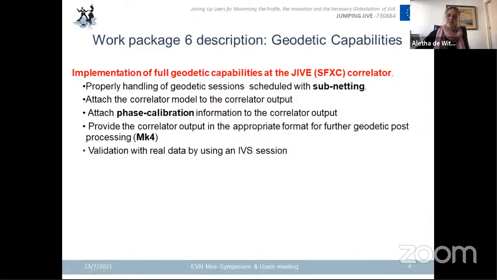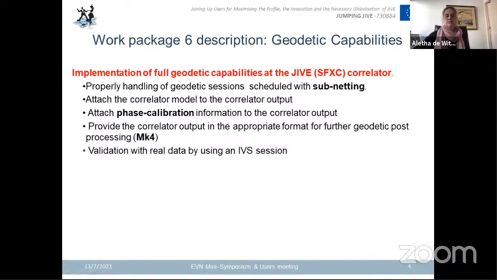Okay, what do we want to do in work package 6? The idea is to implement full geodetic capabilities for the JIVE SFXC correlator. In this case, the idea is to properly handle geodetic session schedules with subnetting. In our case, I have to mention that we observe more than one source with more than 2 stations at a time, and after a while, maybe one of the stations can move to another target. So that's why we need subnetting.